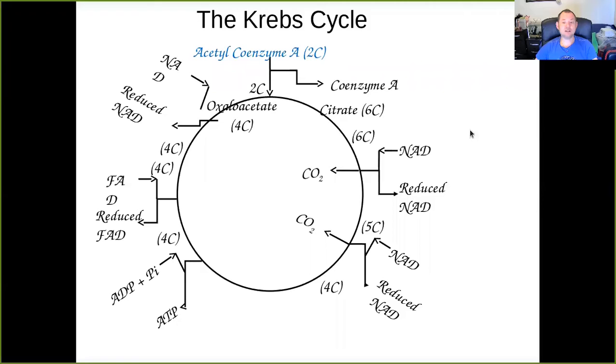It moves all the way around, and in the process, reduces NAD, makes ATP, reduces something called FAD, and reduces some more NAD. So we make a lot of reduced NAD in this cycle, and we also produce a little bit of ATP, used for energy. NAD is going to be used in the electron transport chain of the mitochondria to generate lots and lots of ATP.